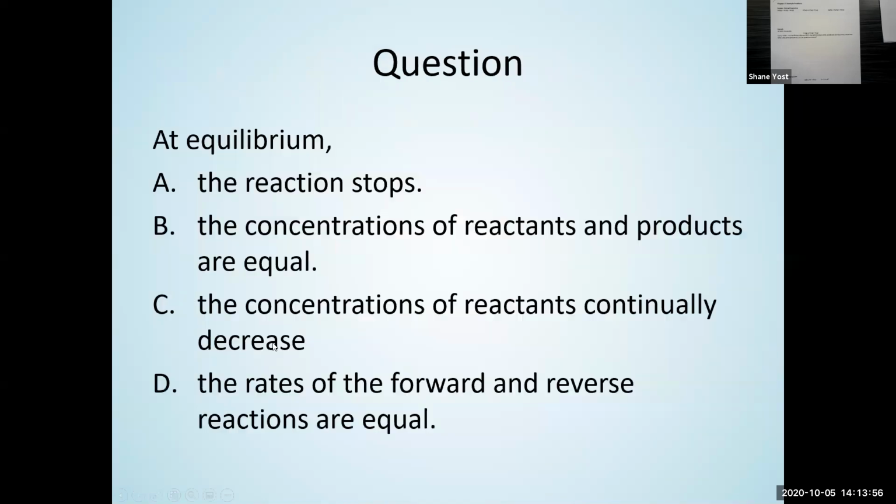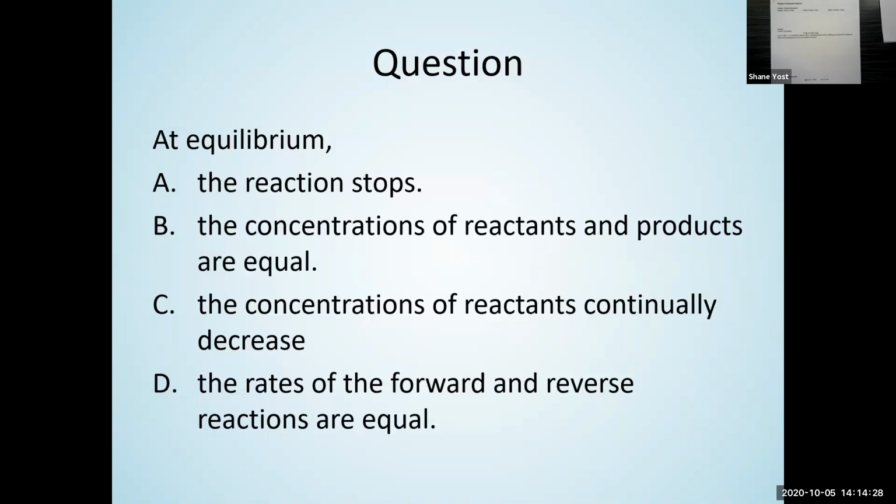All right. So at equilibrium, what do you think? The reaction stops. Concentrations of reactants and products are equal. Concentrations of reactants and products continually decrease, or the rates of the forward and reverse reaction are equal. So it's some B's and D's, right?